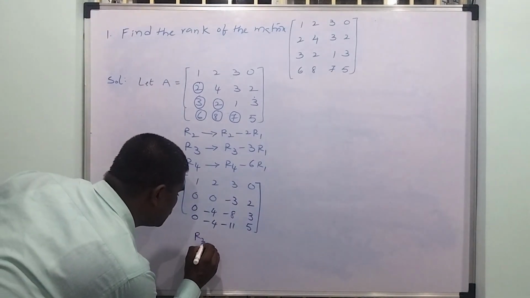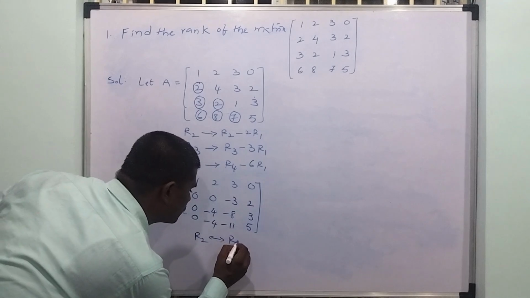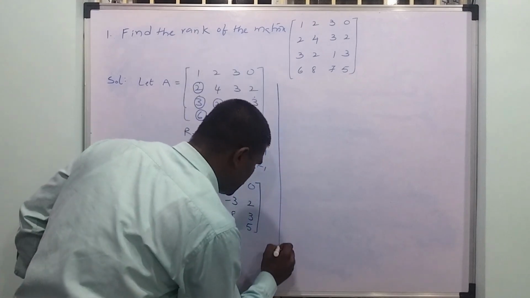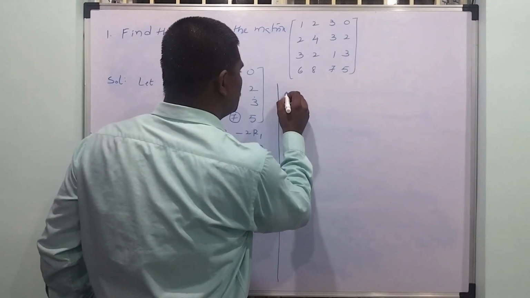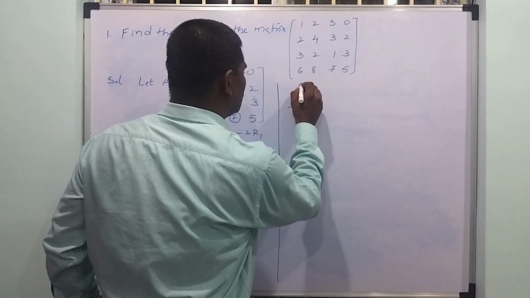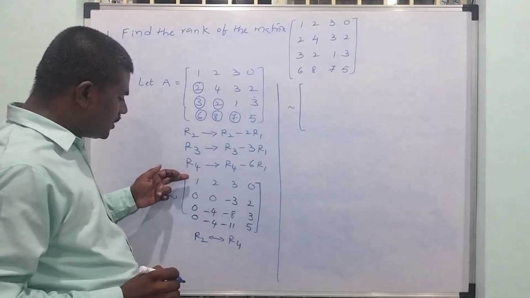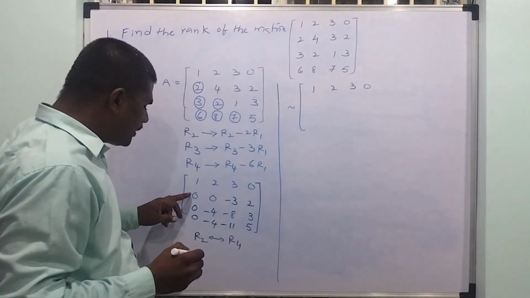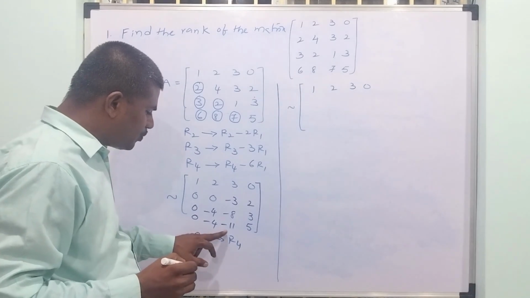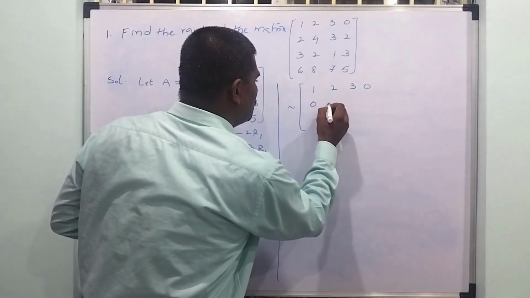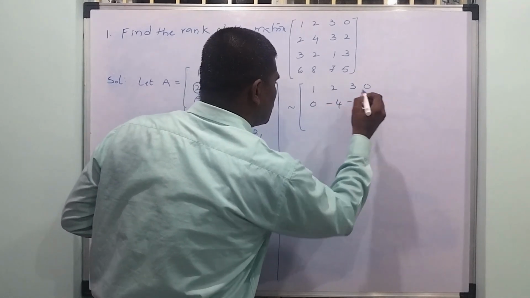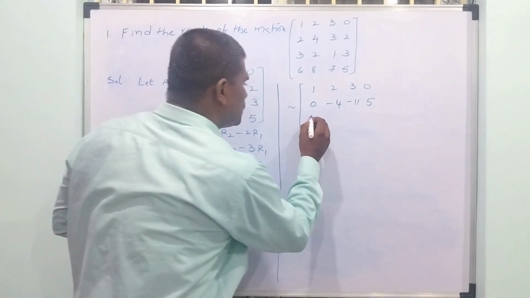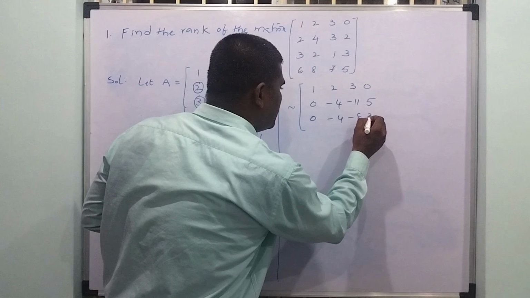R2 if and only if R4. So this is equivalent to, let me take a line here, no change in the first row, 1, 2, 3, 0. And R2 must be R4. That means 0, minus 4, minus 11, 5. And third row, 0, minus 4, minus 8, 3.